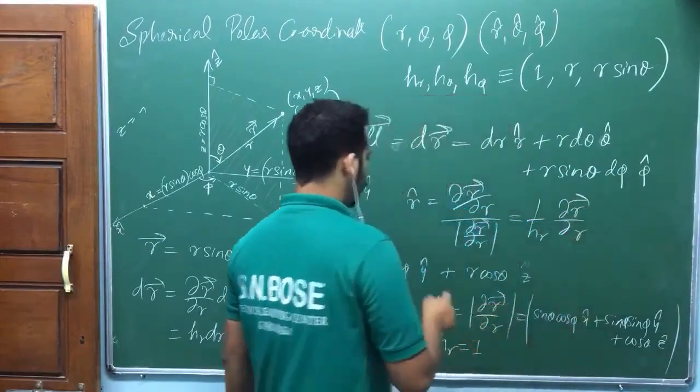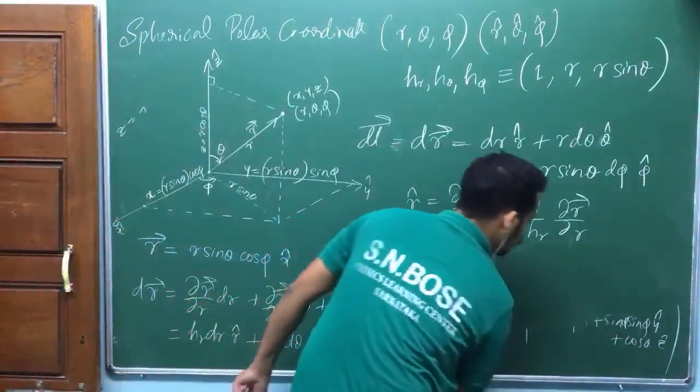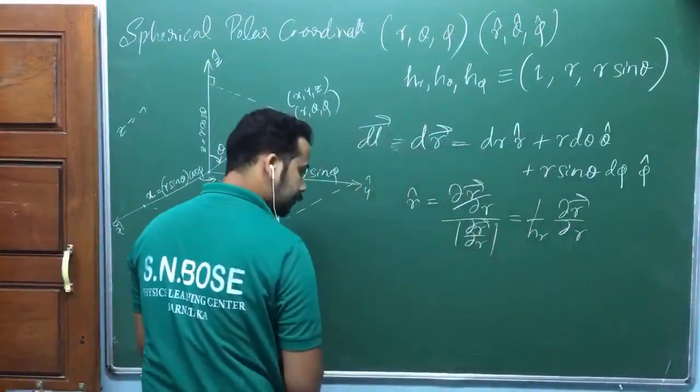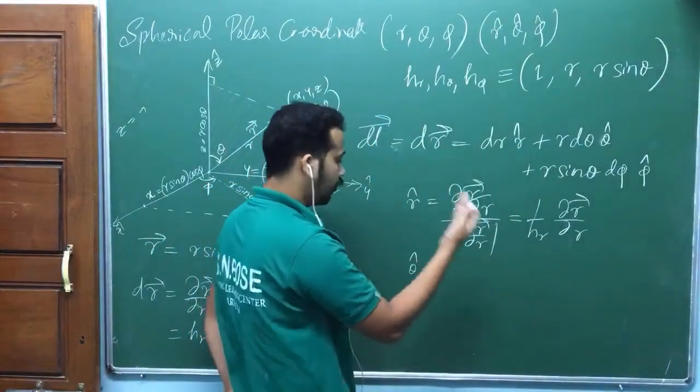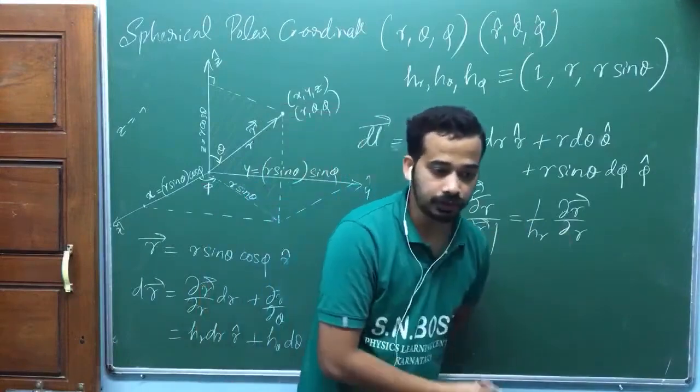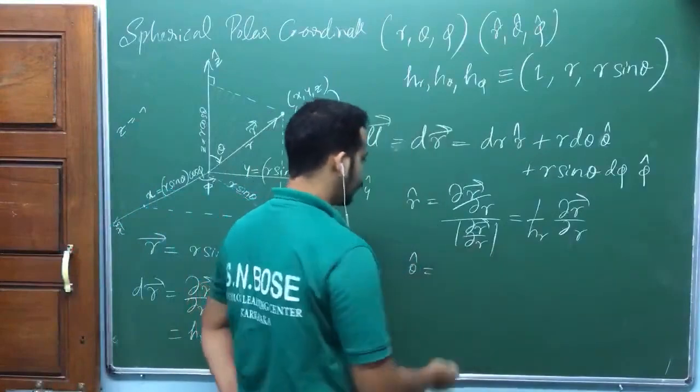Now you can write r cap in terms of x cap, y cap, z cap. Similarly, you can write theta cap in terms of x cap, y cap, z cap. These equations are required somewhere. These are the new unit vectors in terms of the old unit vectors. These relations are required in some problems, so do that one. He has given that as a problem actually.